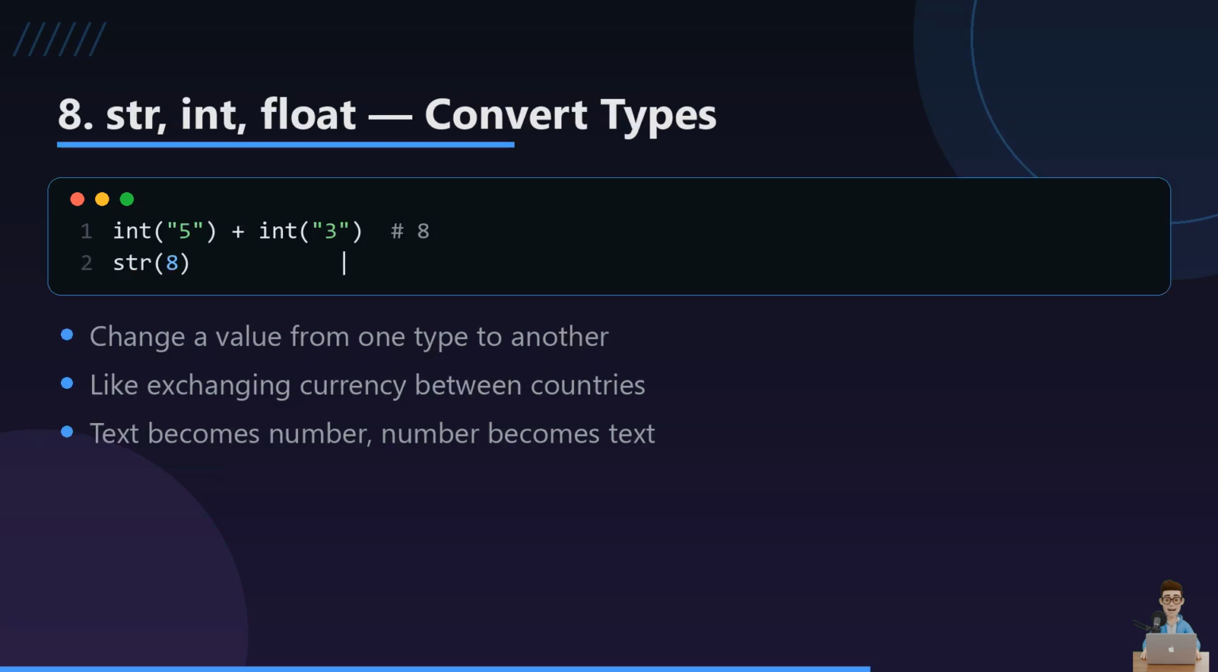These three are converters, str, int, and float. Think of currency exchange. You are not changing the value's meaning, just the form it is in. Text 5 plus text 3 would just glue together wrong, so we convert to int first, then add properly. In short, convert types before you mix them.